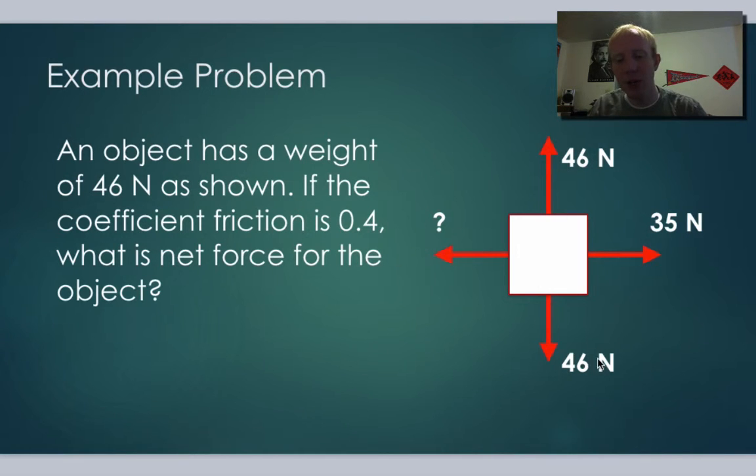We know that it's got a weight of 46 newtons. The normal force is going to be pushing up with the same amount, and something's pushing it to the right with 35 newtons, but we're wondering how much friction we have. We don't know how much friction we have yet, but we can calculate it using this new equation that we just found.